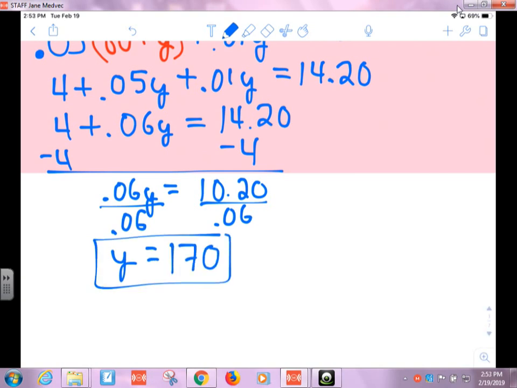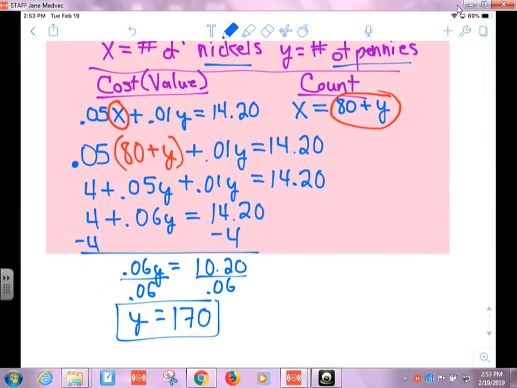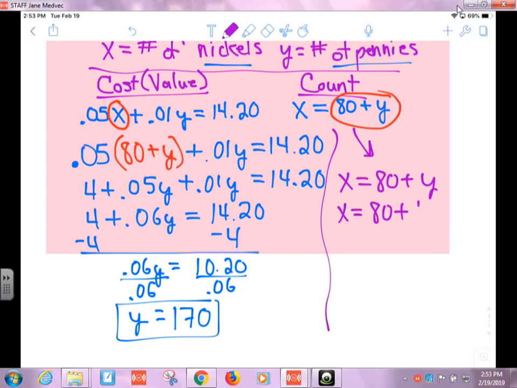Which makes sense because if I'm talking about a penny or a nickel, I'm not going to have part of them. I'm not going to have a decimal of that. Again, I'm not talking about the value of it. I'm talking about how many that I have. So now that I solved for y, that's great, but I need to go ahead and solve for x. So I'm going to come over to the side and grab this equation. X equals 80 plus y. X equals 80 plus 170, and I end up with x equaling 250.